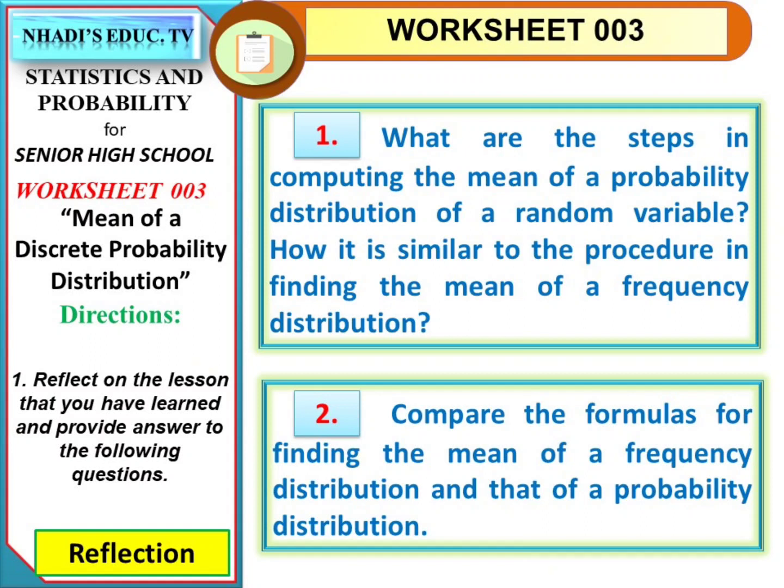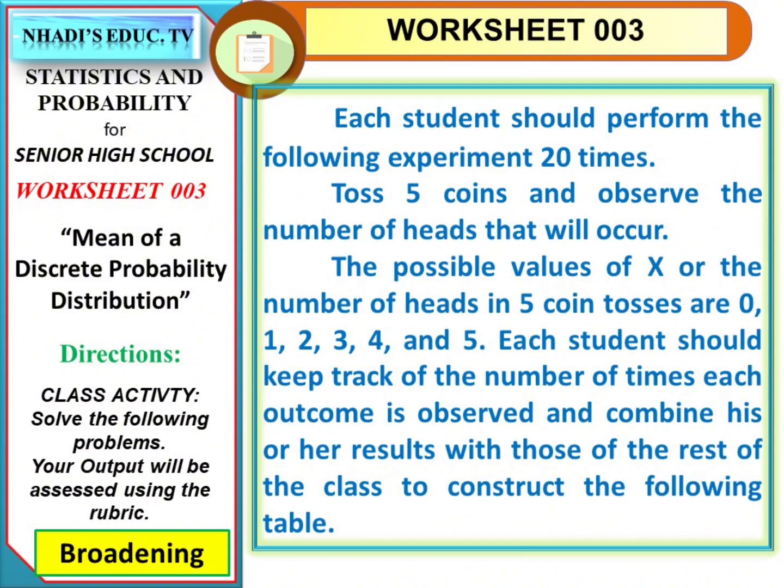Number 1, what are the steps in computing the mean of a probability distribution of a random variable? How is it similar to the procedure in finding the mean of a frequency distribution? Number 2, compare the formulas for finding the mean of a frequency distribution and that of a probability distribution. We move now to broadening.